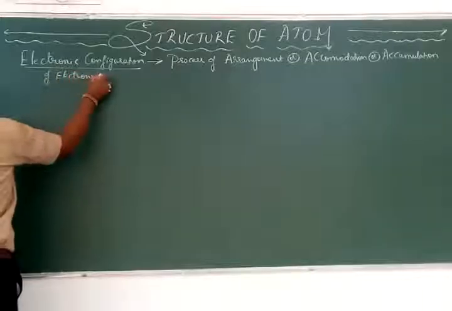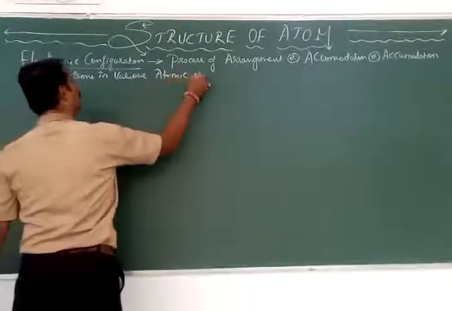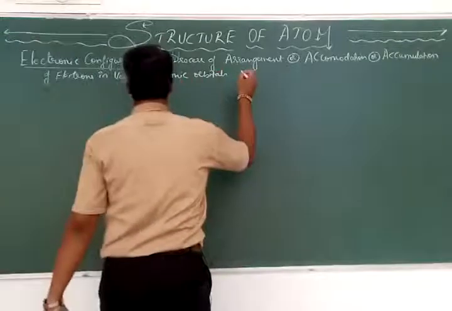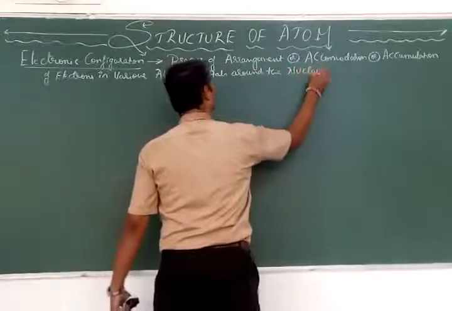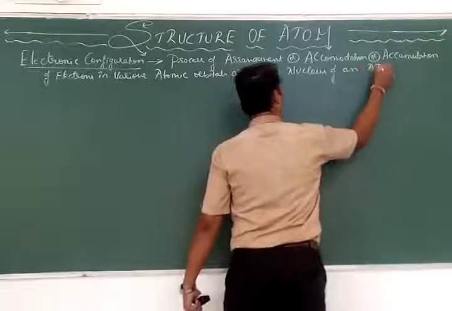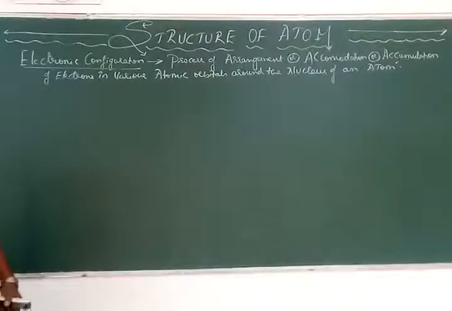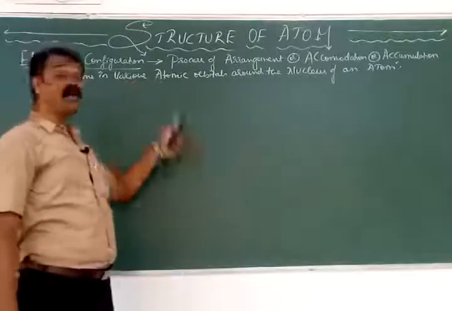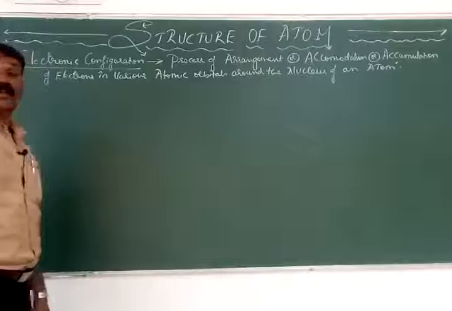Process of arrangement or accommodation or accumulation of electrons in various atomic orbitals around the nucleus of the given atom, that refers to the electronic configuration. This is the definition. It's a process of accommodation or arrangement of the electrons in the various atomic orbitals around the nucleus of the given atom.